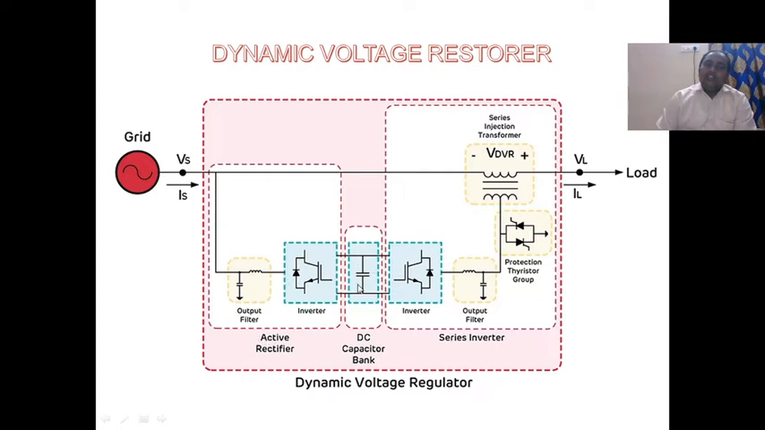Here there is a DC capacitor bank. The main purpose of the DC capacitor bank is to store energy. The rectifier circuit converts AC to DC, and the DC is stored in the DC capacitor bank. When the voltage is needed on the load side, the DC is again converted into AC, and that much voltage will be injected in the distribution line.